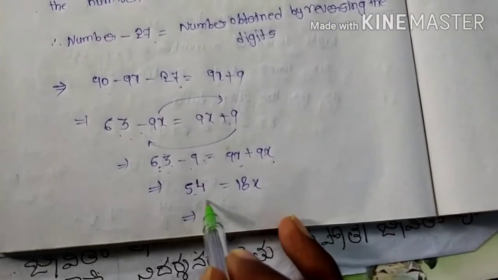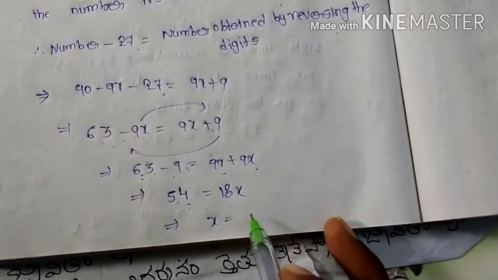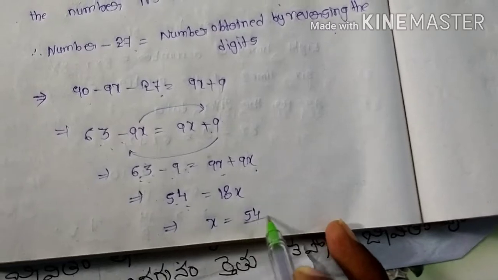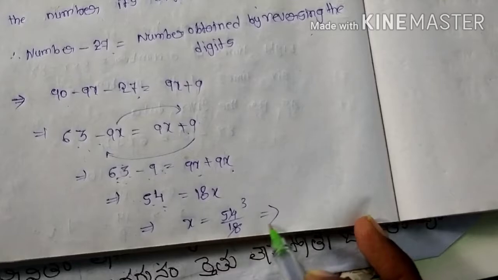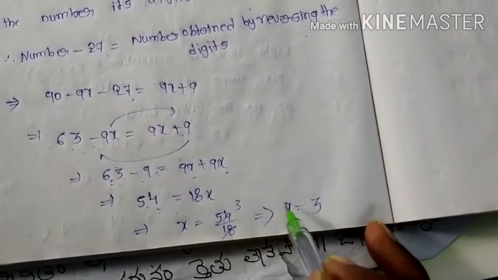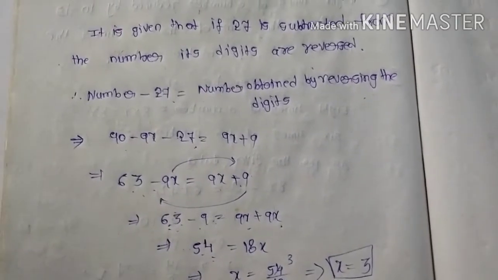That means 54 is equal to 18x, so x is equal to, transposing 18 to the LHS, 54 by 18. 18 times 3 is 54. That implies x is equal to 3. X is equal to 3. Yes or no?